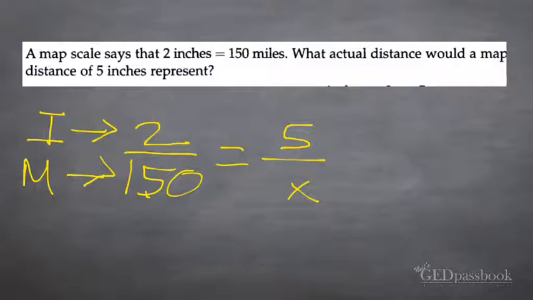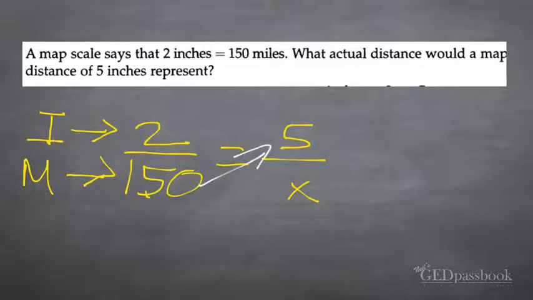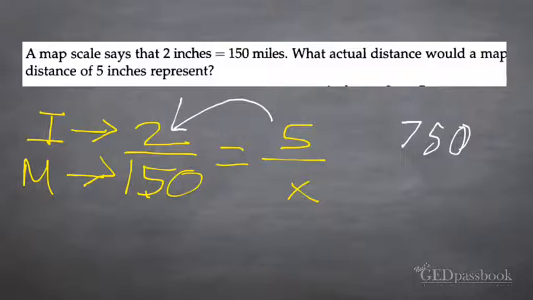You look for the numbers that have something across from each other, in this case the 5 and the 150, and you multiply them. So what is 150 times 5? 750. That number you then divide always by the remaining number, right? So then, again, you guys will be able to use the calculator here. So you do 750 divided by 2.